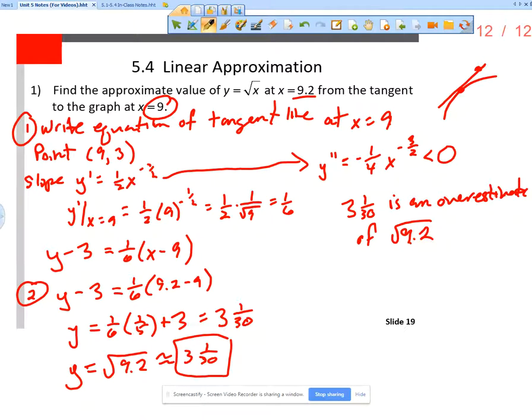Now, if you wanted to, you could actually take out your calculator and calculate the square root of 9.2, and you would realize that 3 and 1/30th would be very, very close, yet it would be slightly larger than the actual square root of 9.2. So that is linear approximation. That is slides 18 and 19. We will do slides 20 and 21 in class.